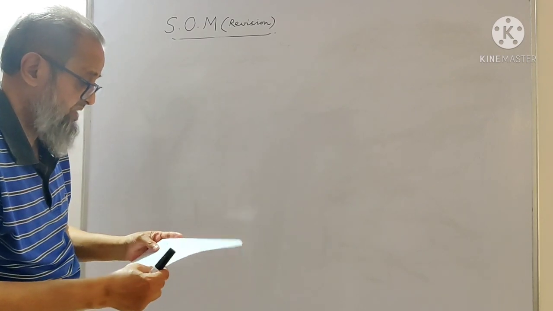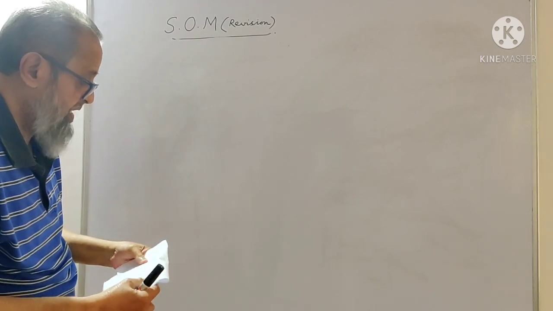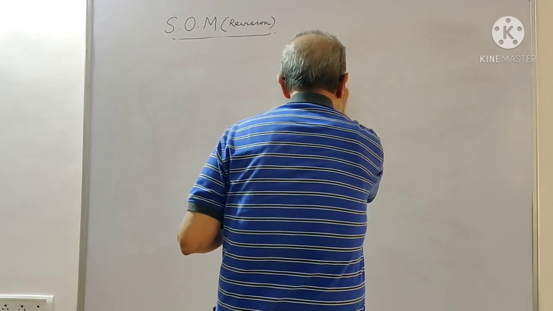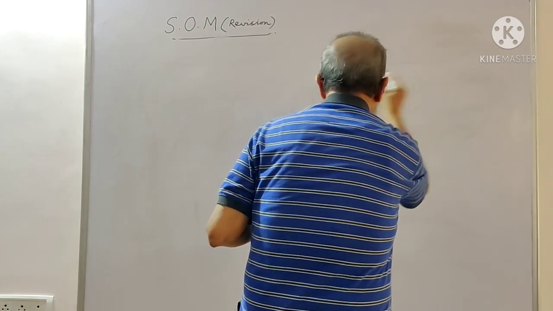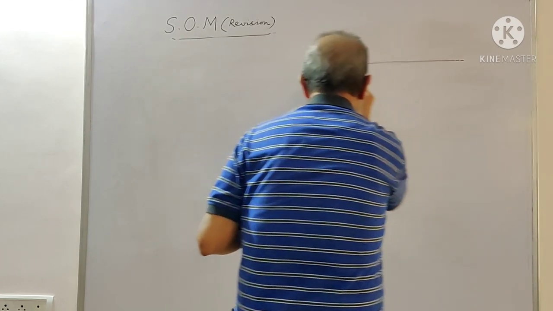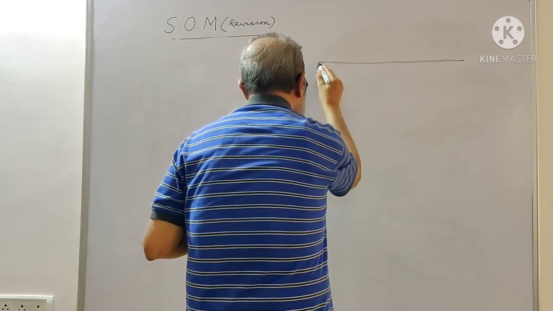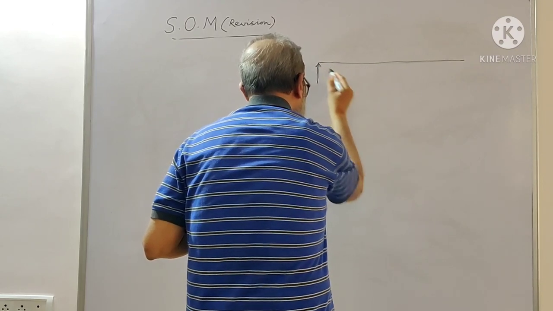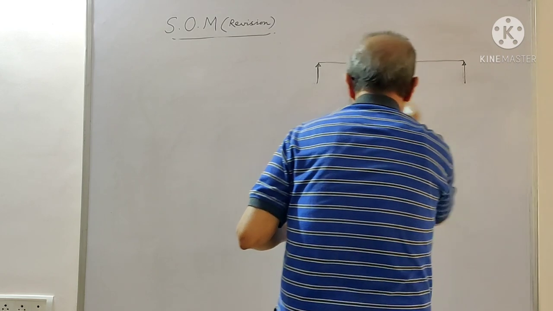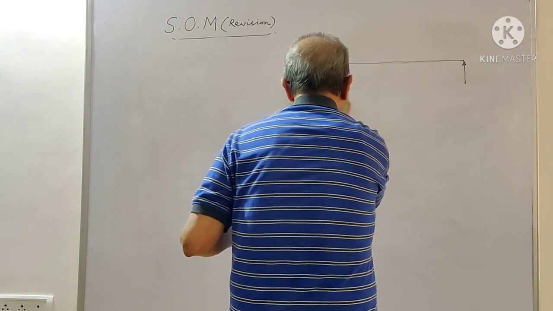I will tell you very quickly what we have to do. So draw a sketch. The sketch is not given, so you have to draw it. This is the beam. It is a simply supported beam. The span is 8 meters.